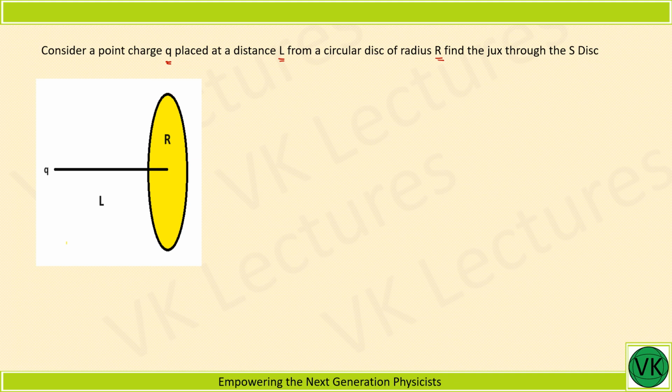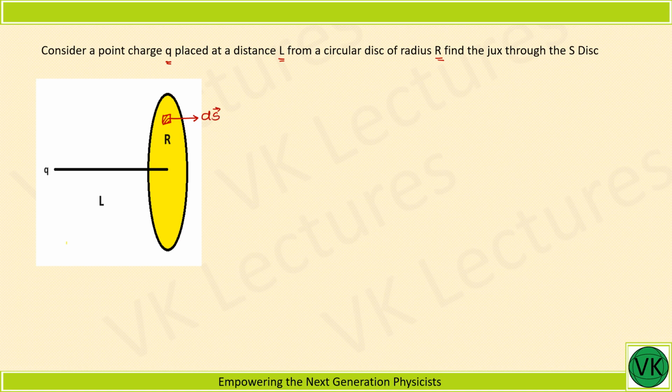So to find flux we need to consider a small area here, through which the flux comes out. So this is a perpendicular outward, that is the ds.